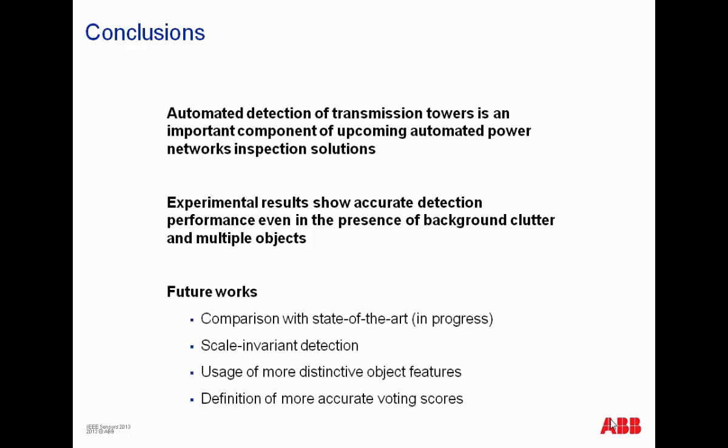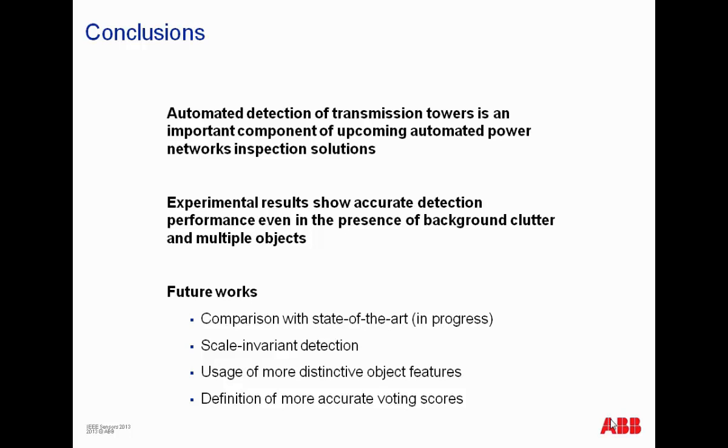We would like in the future, first of all, to characterize ourselves with respect to the competition. That's very important. We want to have our detection scale invariant, because right now we need to go through a pyramid of possible scales, so possible sizes of the tower in the image, and this of course is a limitation because it increases your memory requirements. You need to build models for all these scales. We want to use more distinctive object features, but that's not easy.